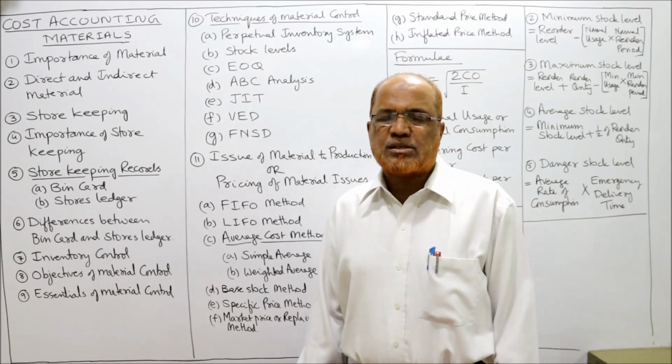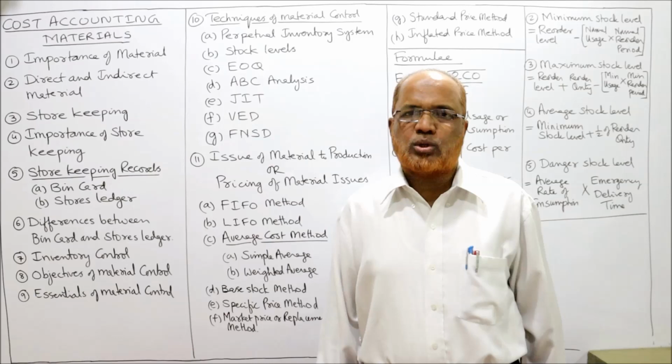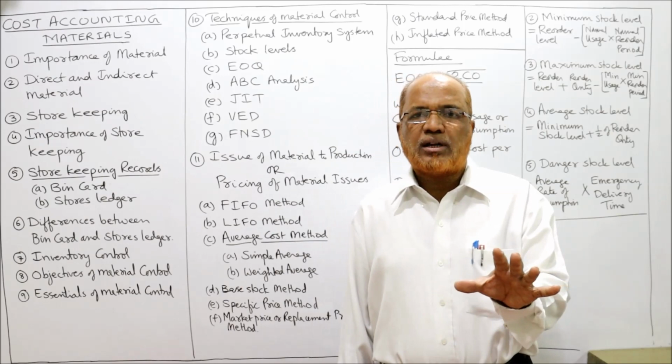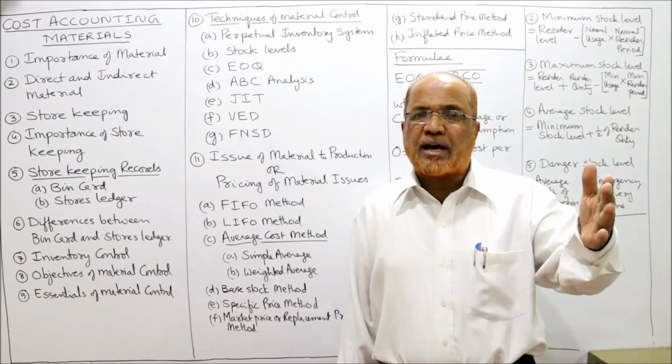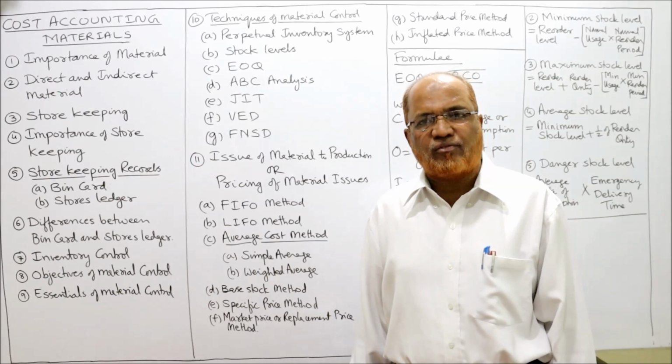Specific price method. In this specific price method, we will not see when the material is received. Whatever price the material is received at, that price only will be charged to the cost of production. Next one is market price or replacement price method. If an organization follows this method, it will not take the actual purchase price of material. It will see what is the market price at the time of usage of material. जो टाइम पे मटेरियल यूज कर रहे हैं, वो टाइम पे उसका मार्केट प्राइस क्या है, that market price we charge to the cost of production, the cost of material.